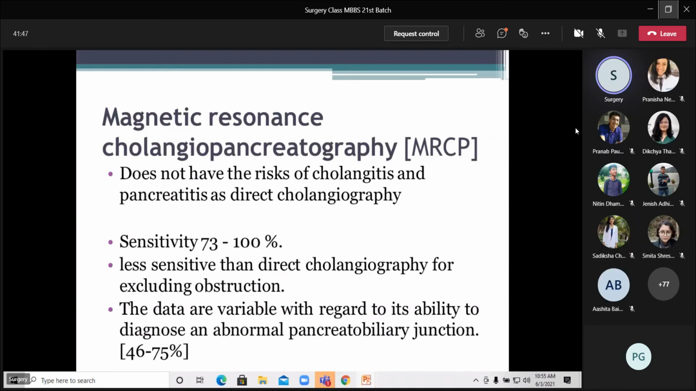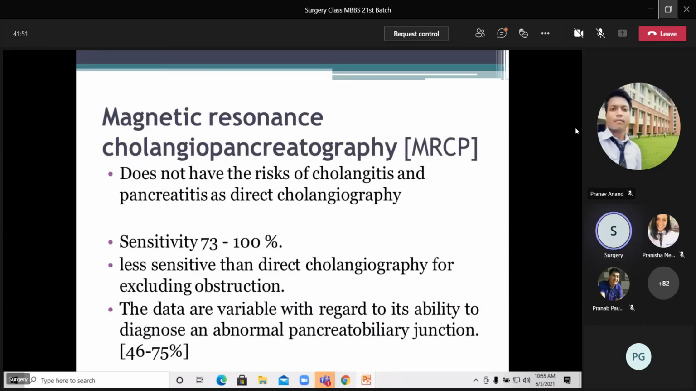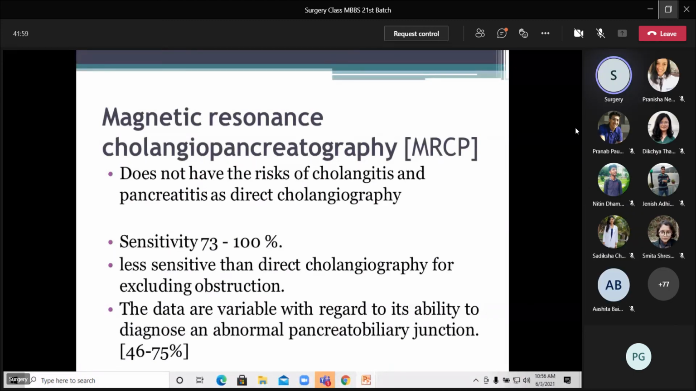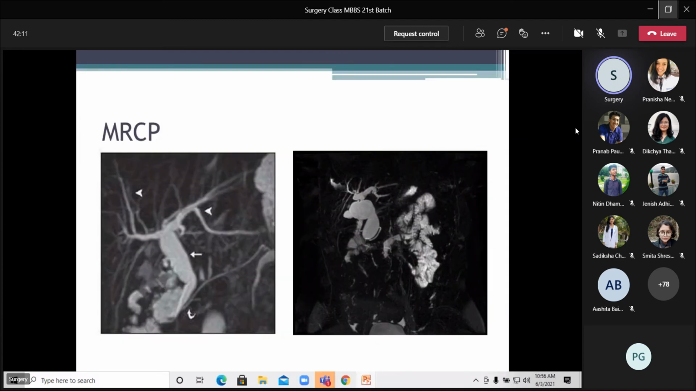MRCP is a very, very good investigation to diagnose choledochal cyst. Very nice, 73 to 100% sensitivity. Can you see that? Nice one. Before doing any intervention to the patient, I routinely order MRCP to diagnose a choledochal cyst. See, that's a nice picture. You don't have to do any intervention to do MRCP.